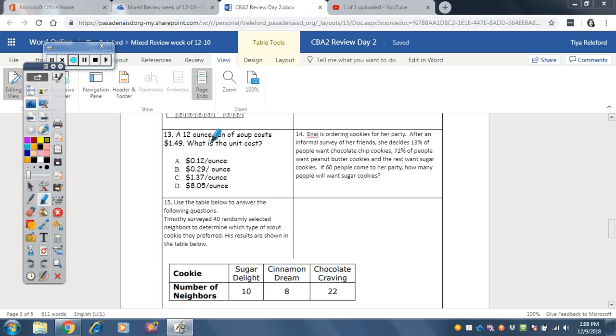Number 13, unit cost. That is the same thing as constant, guys. That is dividing. Money divided by ounces. Oops, I don't know why I wrote 8. That's not even in there. It's supposed to be a money sign. Money divided by ounces.